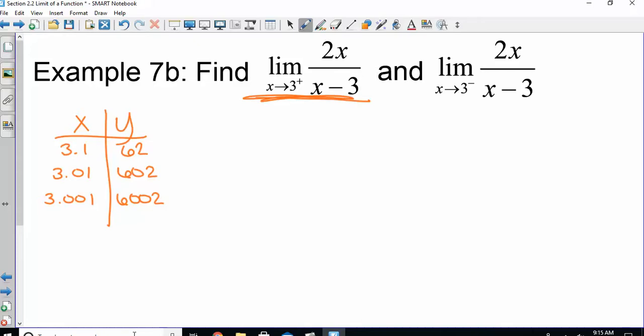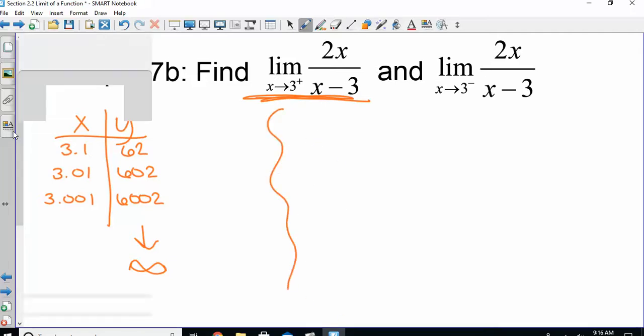what's this going to? What's happening to these numbers? They're getting bigger. So what do you think this is going to? Infinity. So my right hand limit here is infinity. Let's do the left hand.